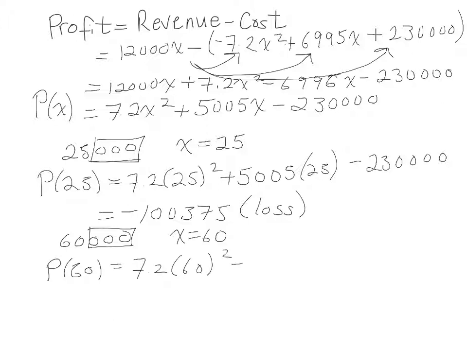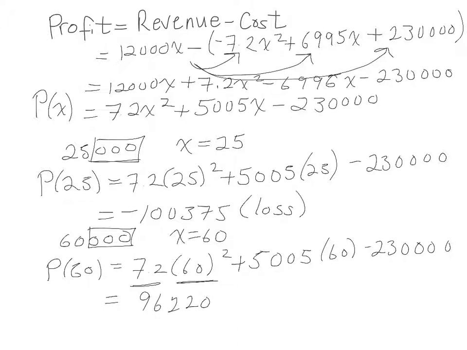Remember your order of operations here too. I should mention that. For example here, you're going to do the squaring first, that's an exponent, and then you're going to multiply by the 7.2. So just be careful of that. If you didn't get the right answer, that might be part of the problem. Okay, so the profit when you're selling 60,000 calculators is positive, so that's good. 96,220, so you've made a profit.